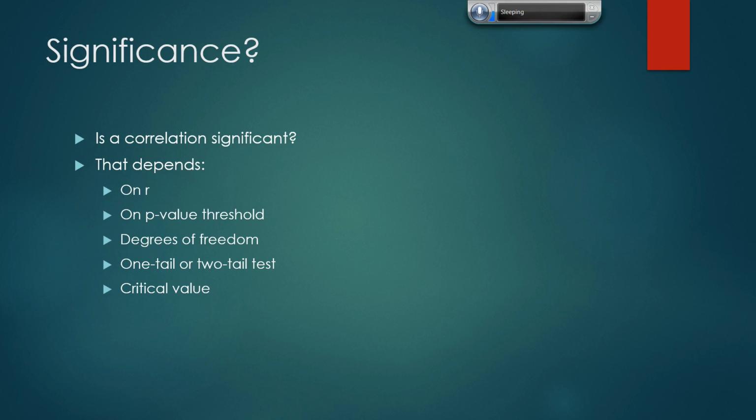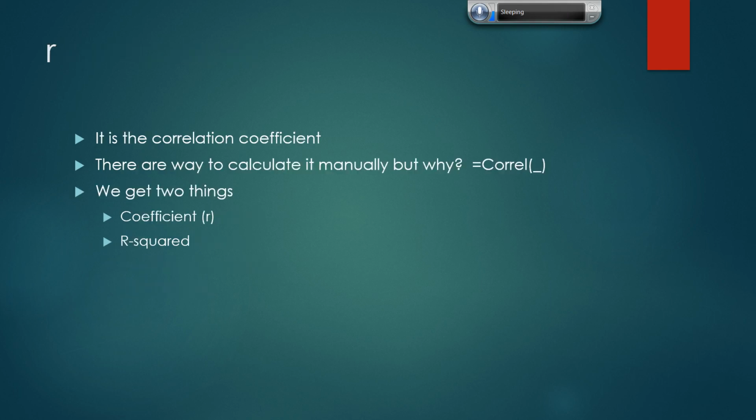It's also going to depend on whether we're going to run a one-tail or a two-tail test. And lastly, it's going to depend on what the critical value is. I'm going to go through each one of these now and explain each one in detail so that you have a better understanding of how we determine significance in a correlation coefficient scenario.